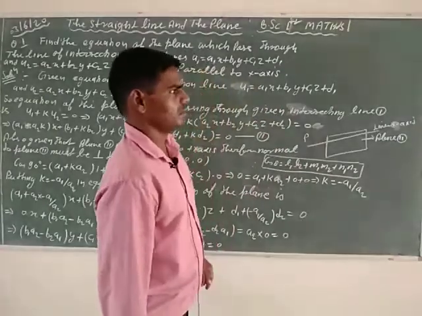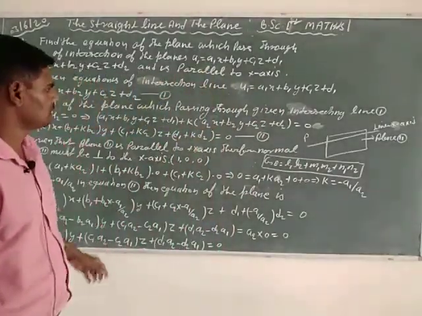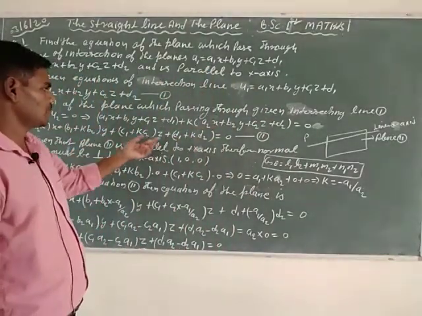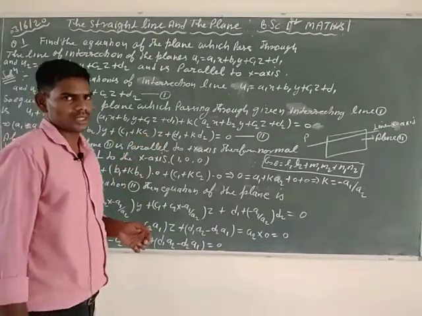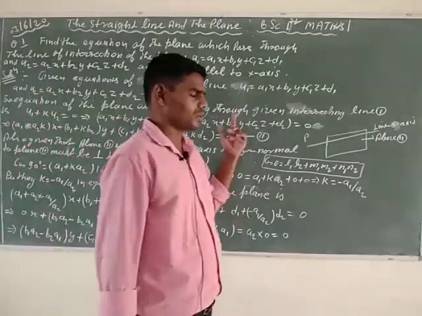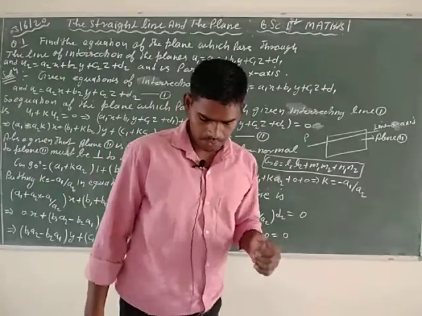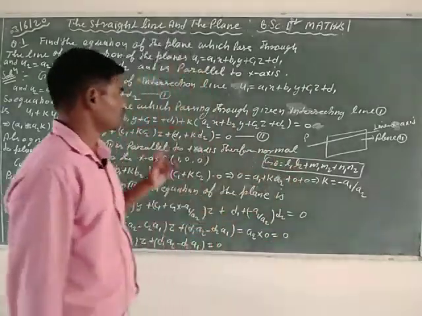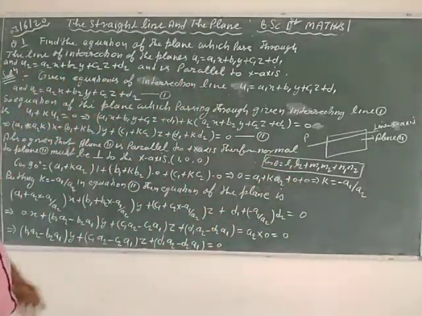So the unknown number k is equal to minus a1 by a2, putting it in equation second, which is the equation of the required plane passing through the intersecting line. So it's the complete solution of the question. The first question is done. Next question.